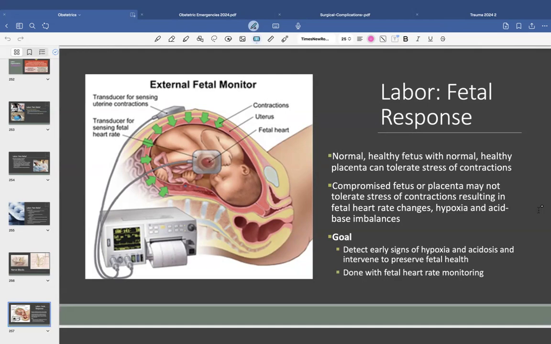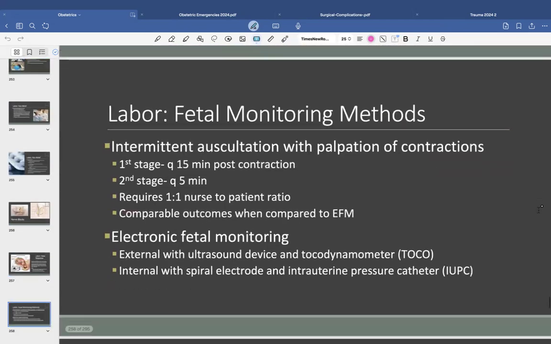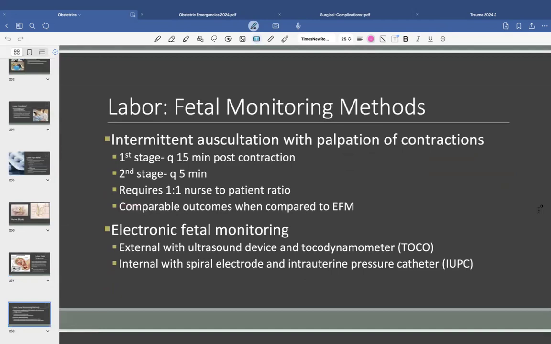I hope you guys watched the video I gave you for the non-stress test, but if you didn't, we're going to talk about all of those. So, fetal monitoring methods: there are a couple of different ways that we can do fetal monitoring. The first one is intermittent auscultation with palpation of contractions.